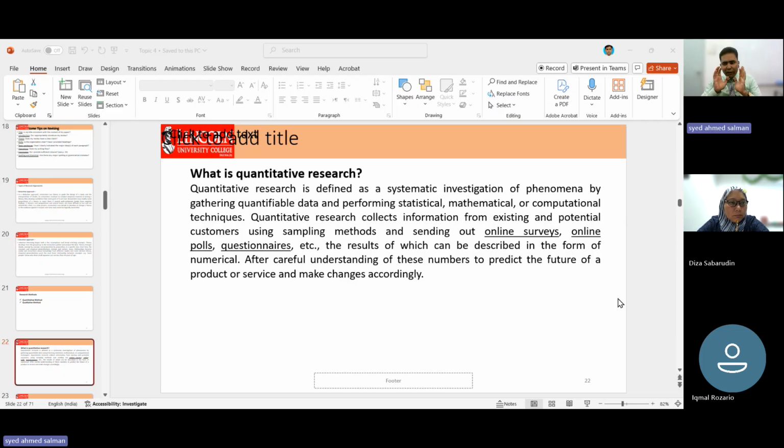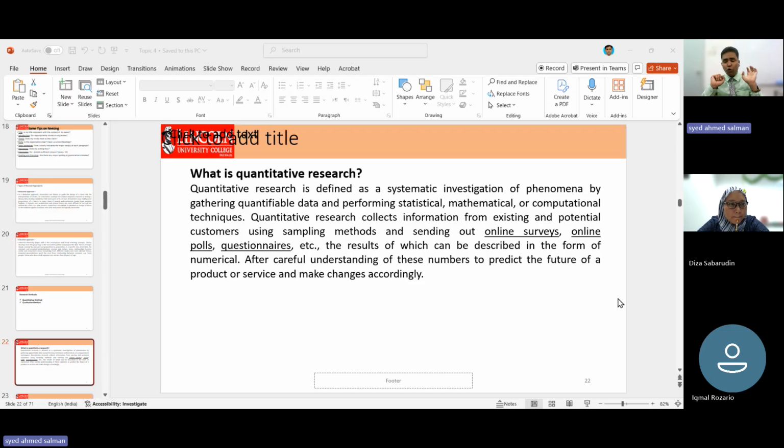In quantitative, there is no prediction. There is a hypothesis you are going to test. We will discuss that later on. So quantitative research collects information from existing and potential customers using sampling methods and sending out online surveys, online polls, questionnaires, etc.